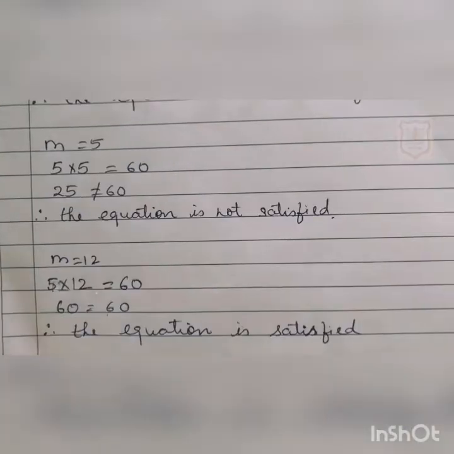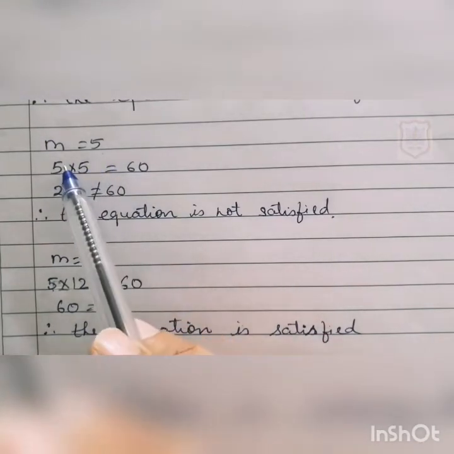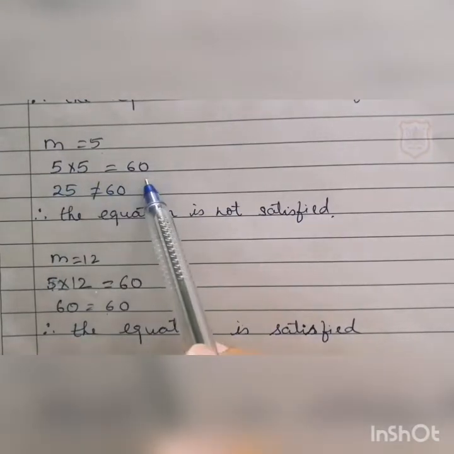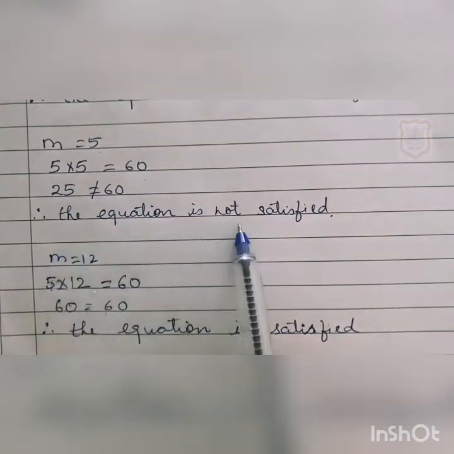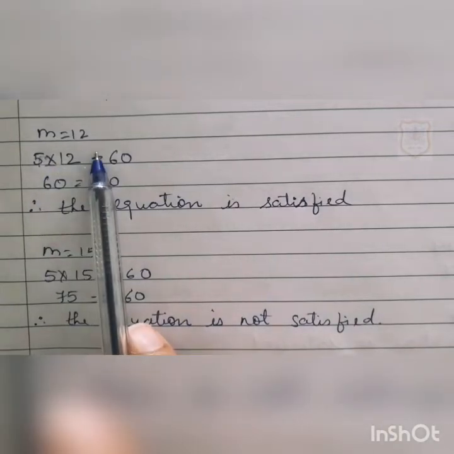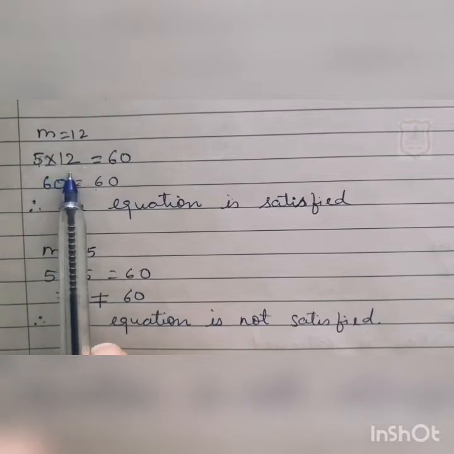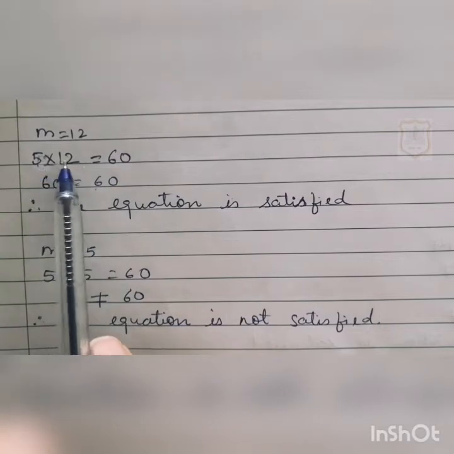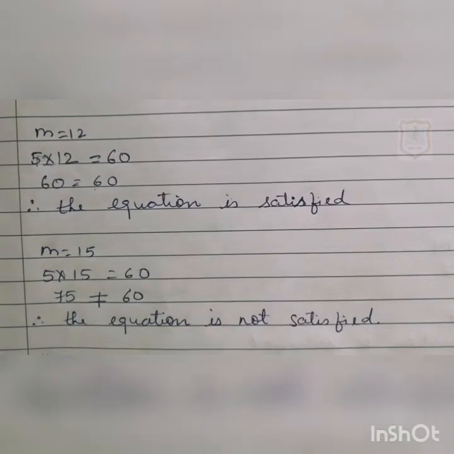Now we'll put the value m is equal to 5. Now putting the value of m is equal to 5, 5 multiplied by 5 is equal to 60. But we know that 5 multiplied by 5 is 25. It is not 60. Therefore, the equation is not satisfied. Now we'll take m is equal to 12. So 5 multiplied by 12 is equal to 60. Therefore, 60 is equal to 60. Therefore, we can say that the equation is satisfied.